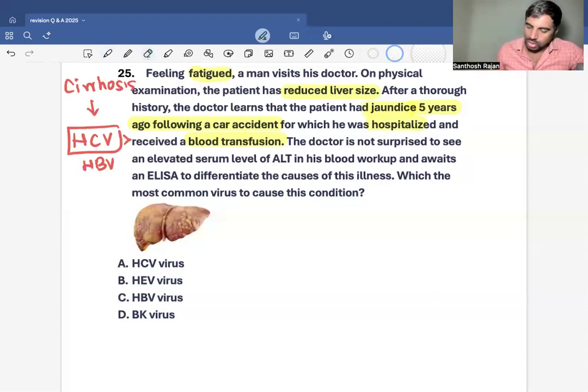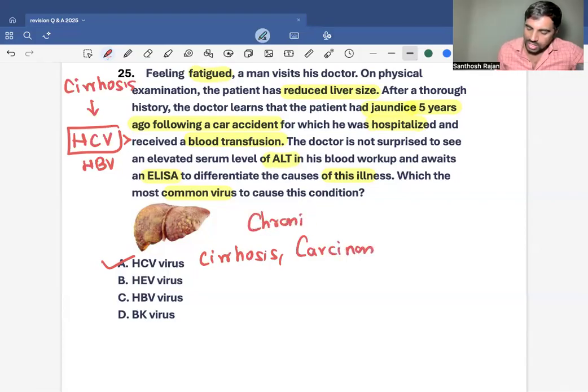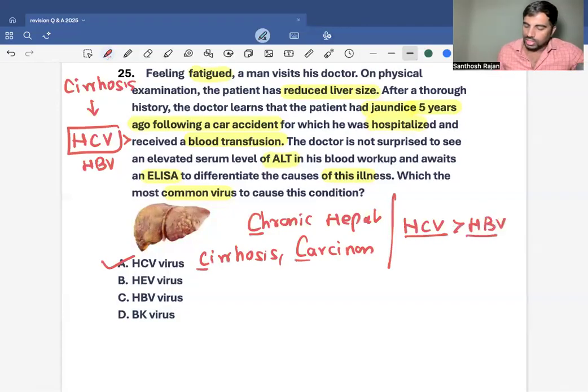Now here you can see the doctor is not surprised to see elevated ALT. ALT is raised. Of course, liver is gone, so everything goes high. And he awaits an ELISA to differentiate the cause of this illness. Which is the most common virus that we told? So directly, when you talk about cirrhosis, HCV. That is cirrhosis and carcinoma, or chronic hepatitis. Anything with C, most common is hepatitis C virus. Though incidence is less, most common is HCV only, more than hepatitis B. Another reason is there is no vaccine for C virus. For B, we have a vaccine. For C, no. So automatically it goes to this.